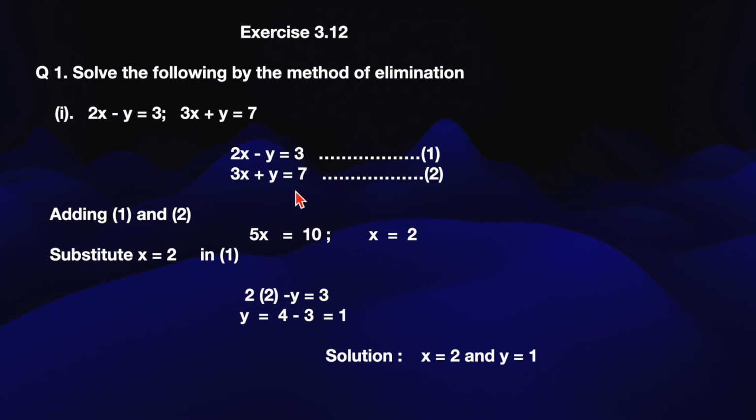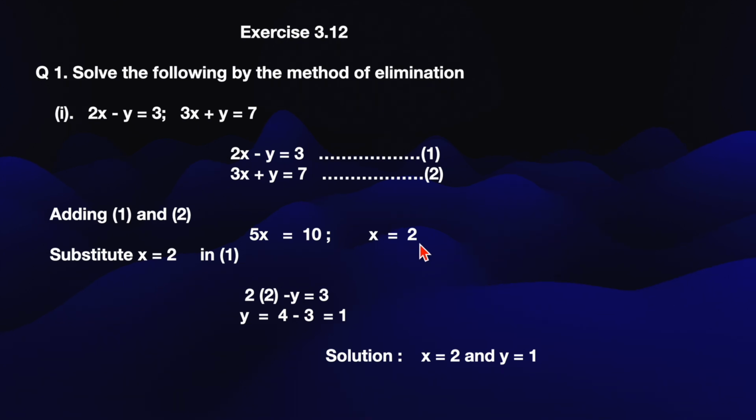When I add these two equations, the y gets cancelled out. Minus y plus y, I'm eliminating them. I'm going to add it. I get 5x minus y plus y, 0, is equal to 7 plus 3 is 10. So 5x is equal to 10. Then I get the value of x as 2.